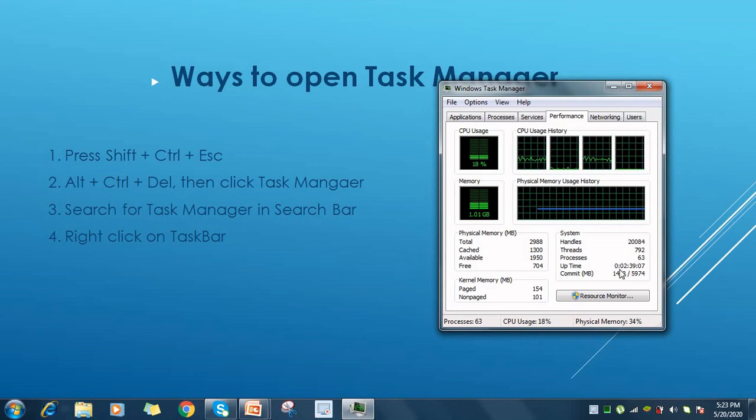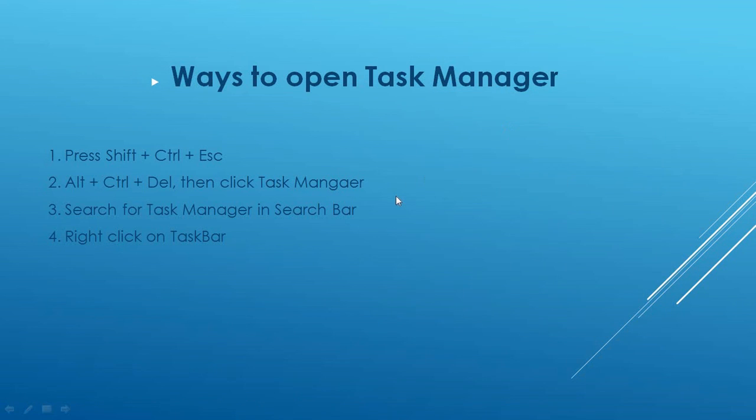For example, here for me it is showing 2 hours 39 minutes and 9 seconds. In this one you will get time in days, hours, minutes and seconds format. I will repeat myself: you will get time in days, hours, minutes and seconds format. So my system has been on for 2 hours 39 minutes. This is how you can check how much time your system was on.